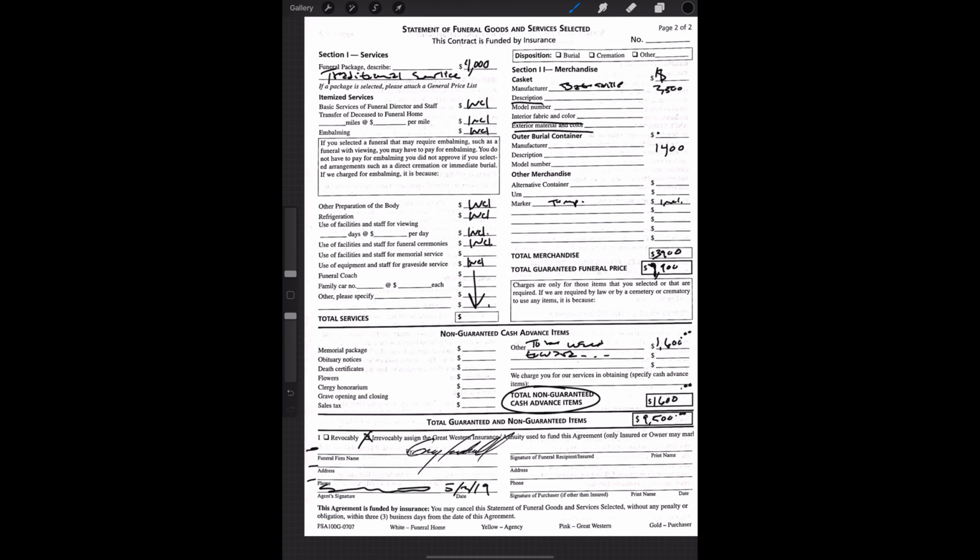Now we need the insured, if they're the insured, and the owner to sign here and print their name. We need their address, their phone number. If it is an owner and not the insured, they're going to sign there. Okay, hopefully that makes sense. All right, I think I'm done with this.